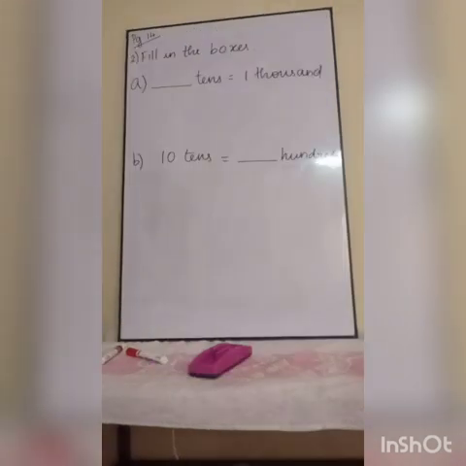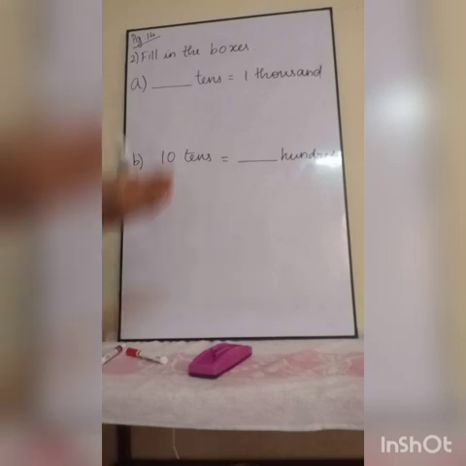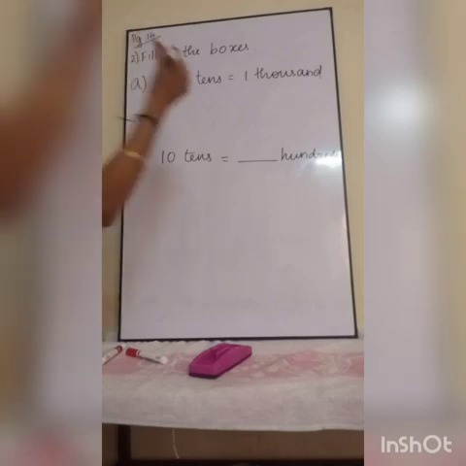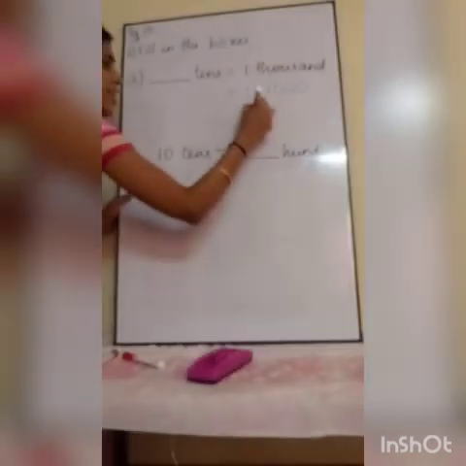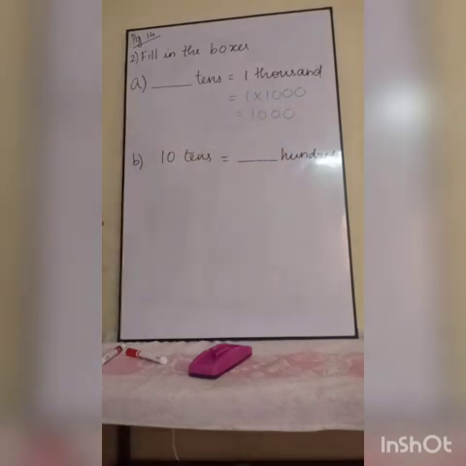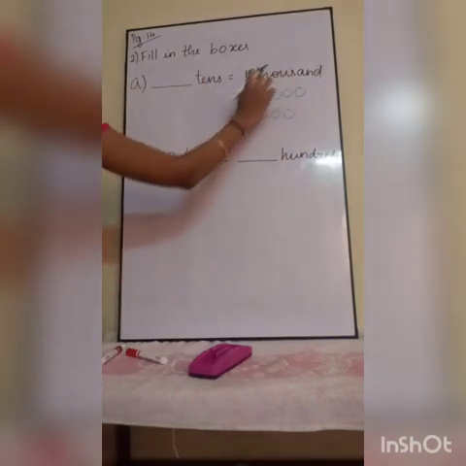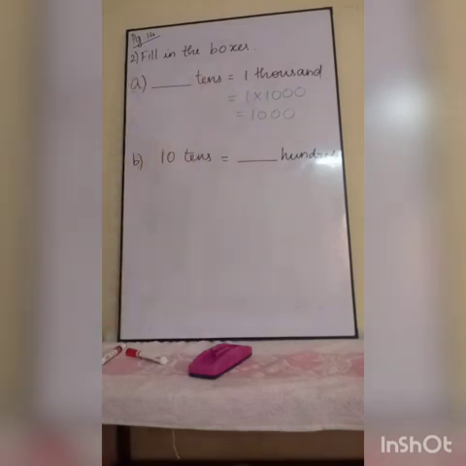Next question, the second question: fill in the blanks. A question: dash tens is 1000. I already told you, if 6 ten thousands, what will you do? 6 into 10,000, you will write it as 60,000. So here 1000 means 1 into 1000, so you will write it as thousands.